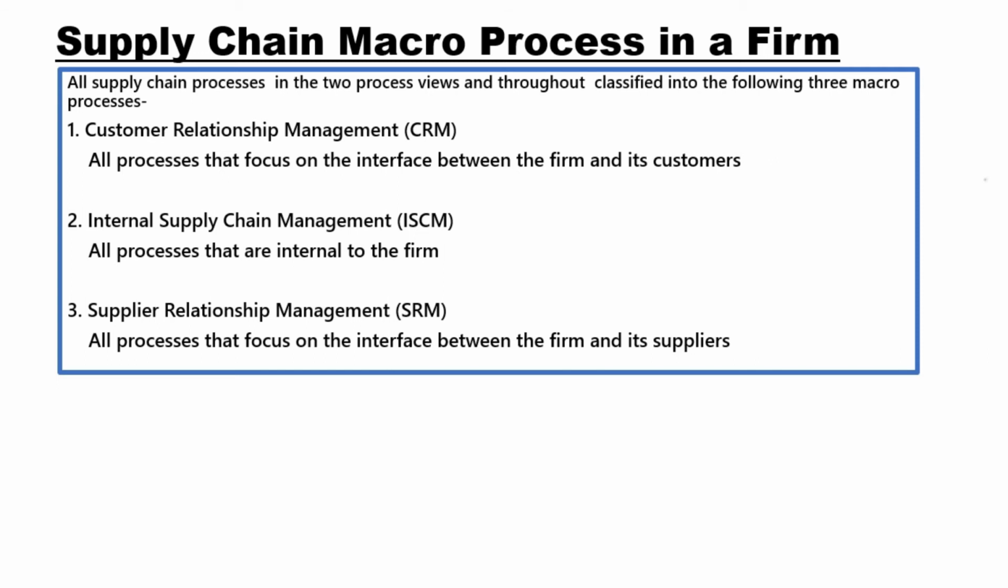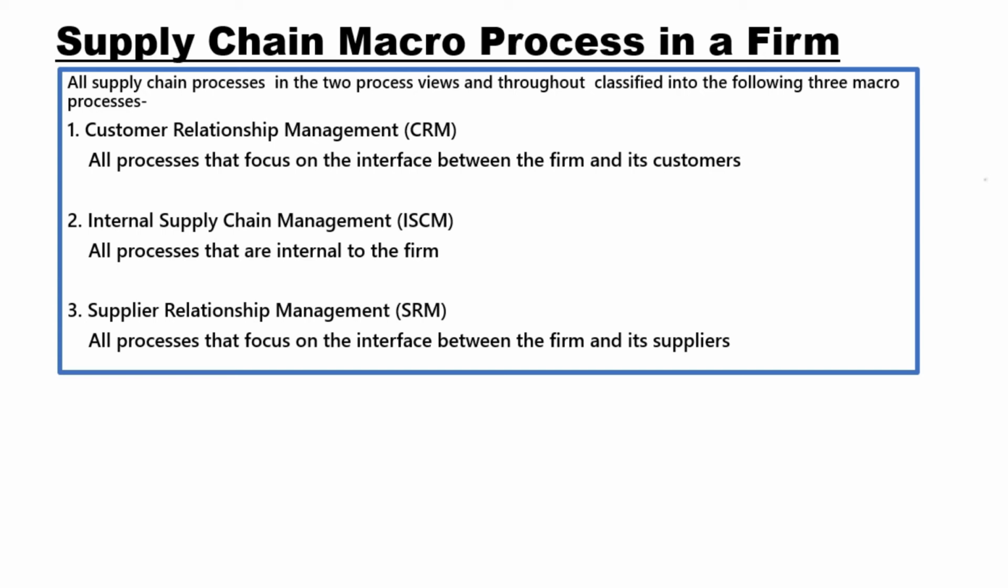Now let's see some of the supply chain macro processes in a firm. All supply chain processes in the two process views are classified into three macro processes. One, customer relationship management, CRM. In this process, the focus is on the interface between the firm and its customers only.